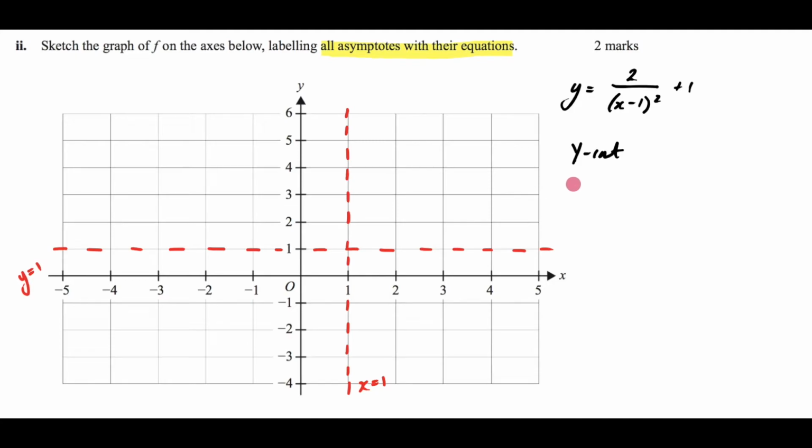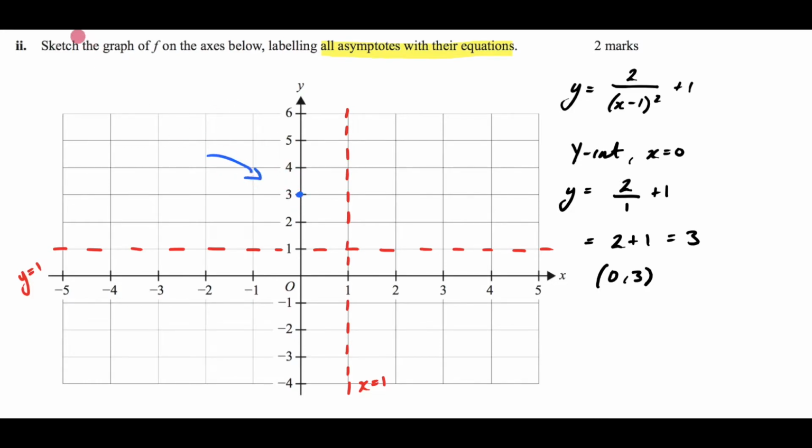To find the y-int, I'm going to let x be equal to 0. So I'm going to get y is equal to 2 over, I'm just going to be left with -1 in my denominator. I'm going to square that, which is just going to be 1, plus 1. It's going to be 2 plus 1, which is going to be 3. So that means I have my y-intercept point, which is going to be (0, 3). So I can come over here, let's do this in blue. It's going to be that right there. And you might even like to label that.